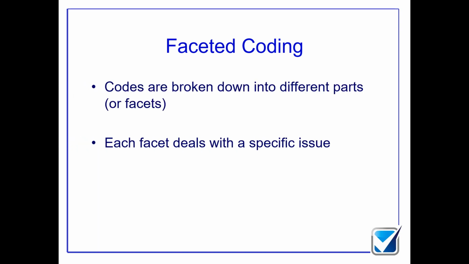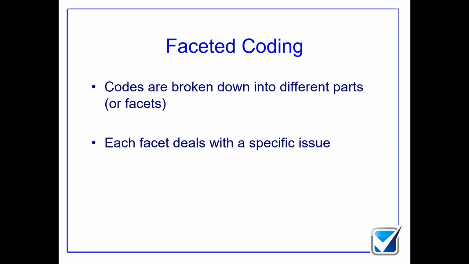Faceted coding is quite a sophisticated code, and what happens here is the code can be broken down into separate fields or facets. Each field represents a specific piece of information. So a faceted coding system is where each part of the code is broken down into different parts. Each different part will be dealing with a specific area or a specific issue. Again, this can give you a huge amount of information, but there may be an overload there.